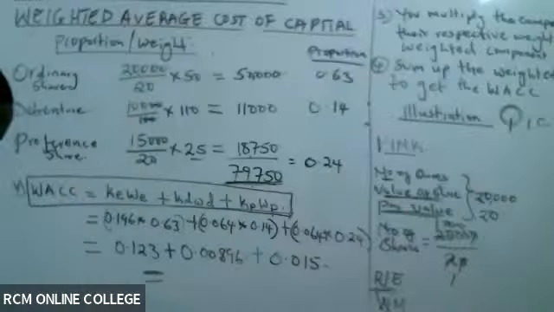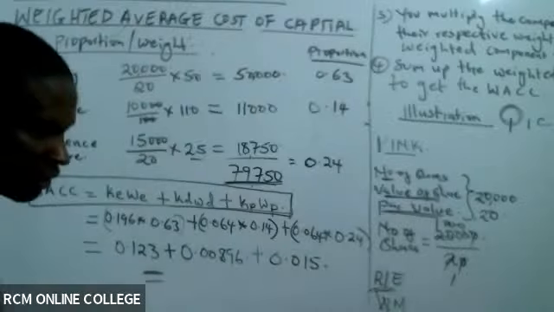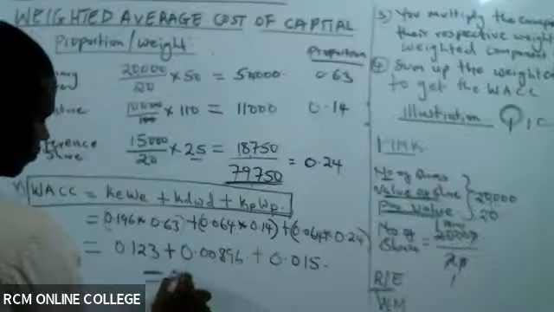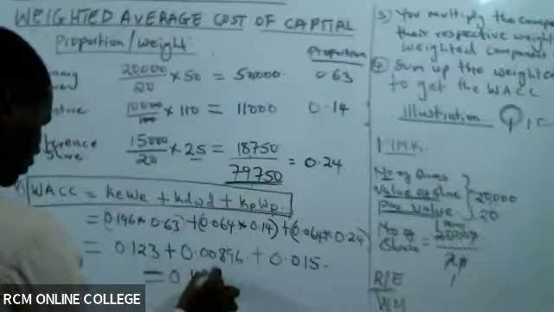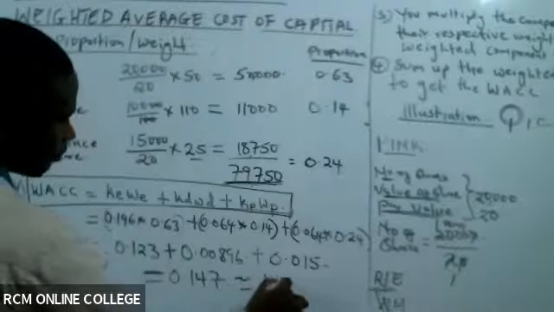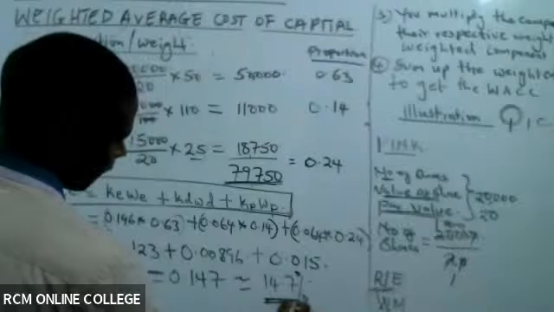0.0896 plus 0.123. I'm getting 14.7. Yes, 14.7%. This is 0.147, which will translate to 14.7%.